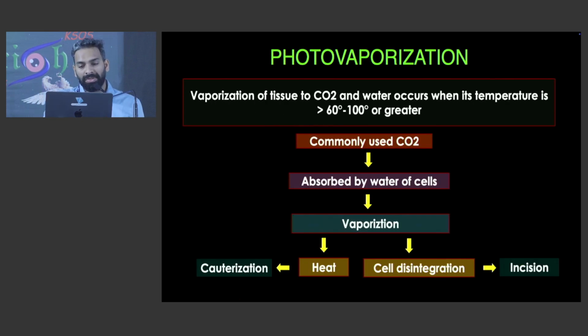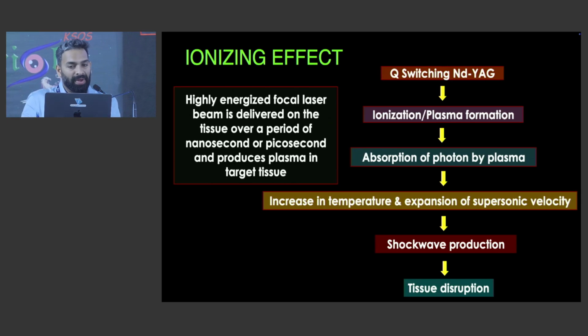Photovaporization, again, uses carbon dioxide, which is absorbed by the water of cells, and vaporization occurs, the heat cauterizes, and cell disintegration makes an incision. And then the ionizing effect, that is Q switch Nd:YAG, causes ionization and plasma formation, with absorption of the photons by the plasma, creating shock waves and tissue disruption.